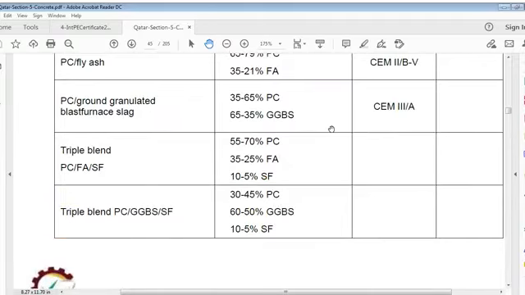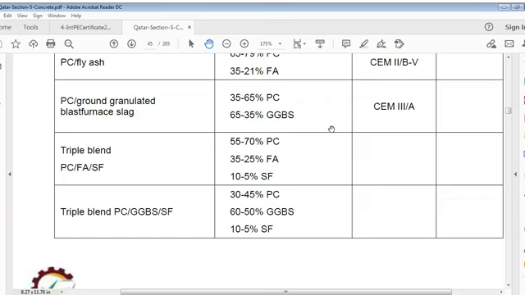Now move on to PC with ground granulated blast furnace slag, which is much more useful than this. If you are using only 35 to 65% Portland cement, GGBS can be added. Portland cement to an extent of 65% can be replaced by GGBS, and if you use 65% Portland cement, then 35% GGBS replacement can be done.